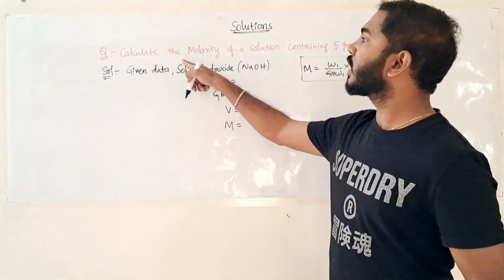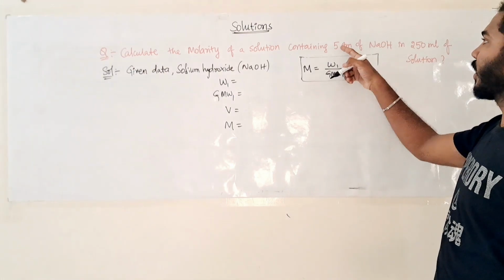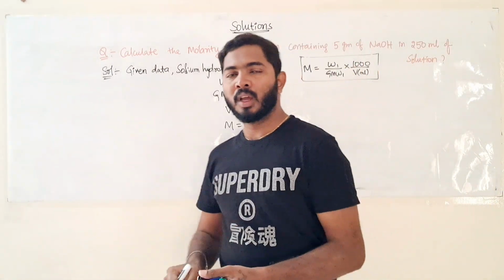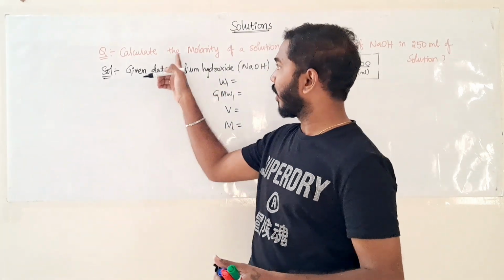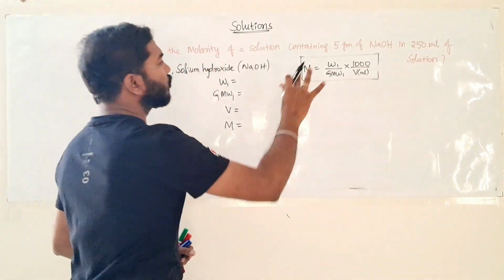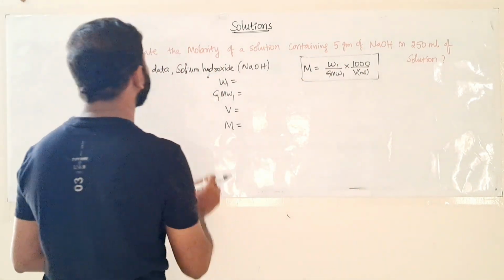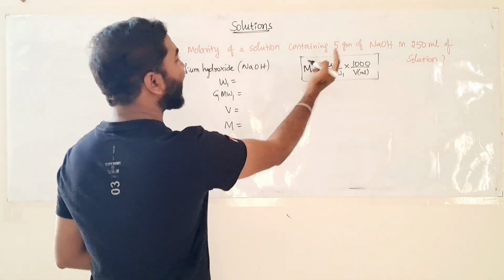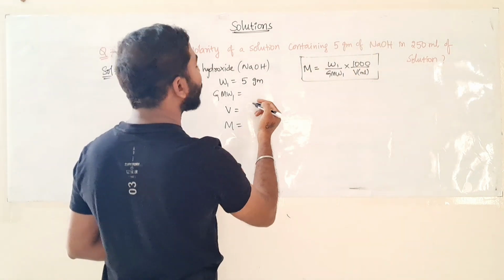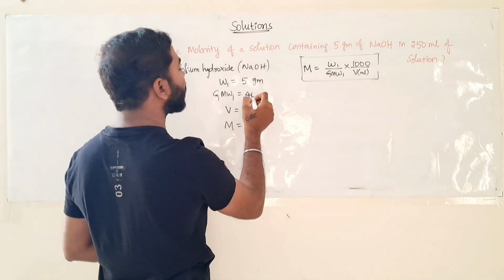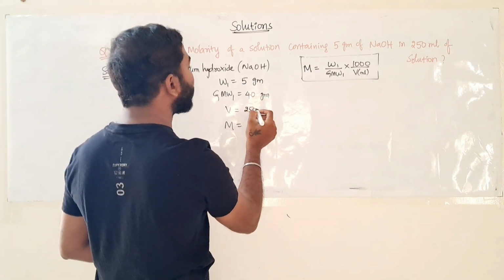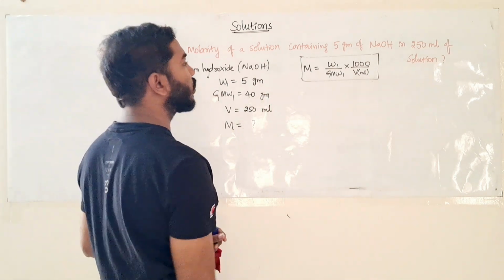Calculate the molarity of a solution containing 5 grams of NaOH in 250 ml of solution. Now what they are asking is the molarity, by giving weight and then volume. So how to derive the given data? The given compound is sodium hydroxide, and its weight is given as 5 grams, and its gram molecular weight we know, we have just discussed, that is 40 grams, and the volume they have given is 250 ml, and molarity we need to calculate.